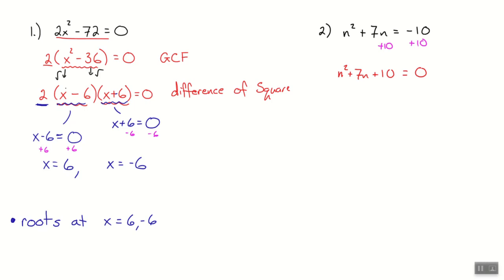We're going to run through the list. Always the first thing we check: is there anything that goes into 1n squared, 7n, and 10? No. Okay. Is it a binomial? No. Bummer. So there's a couple ways that we can do this. For example, find me anything that goes into both 7 and 10. I know that this factors as 1 times 7, and this one factors as 2 times 5. Do they have anything in common? Nothing goes into both of them. That's the whole idea.